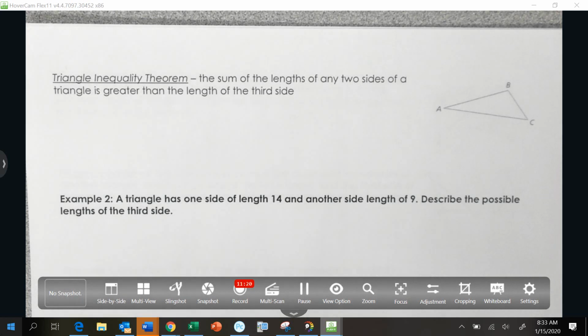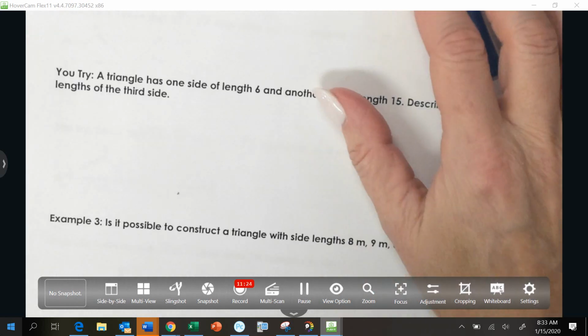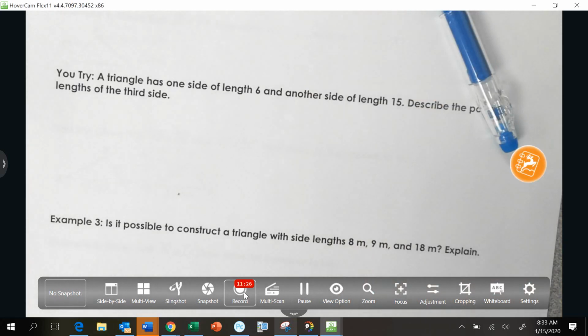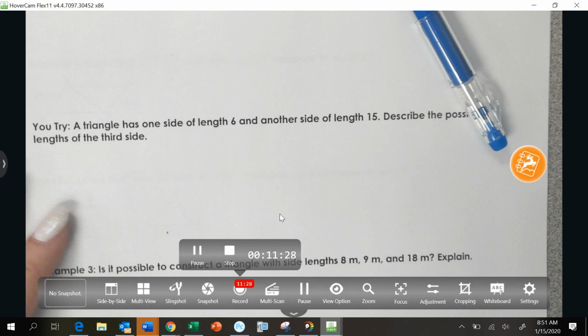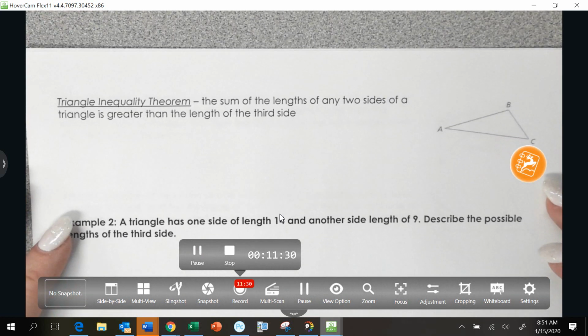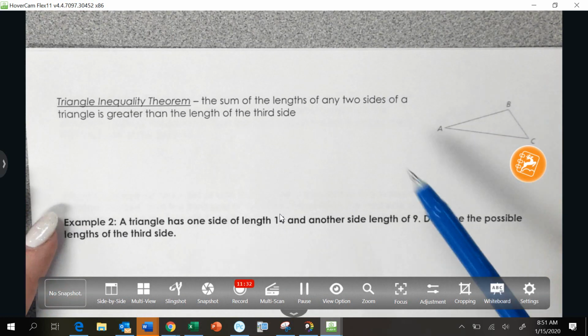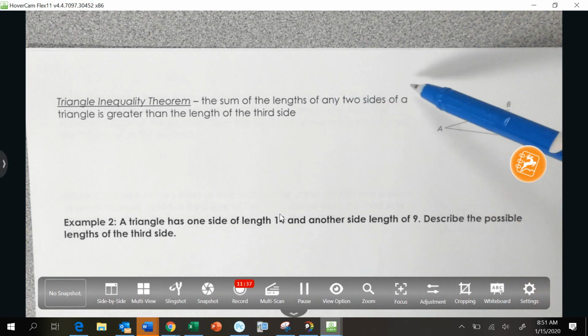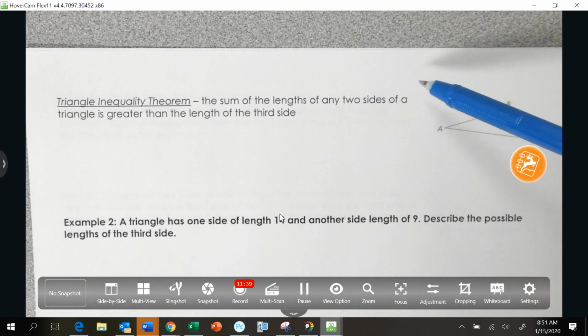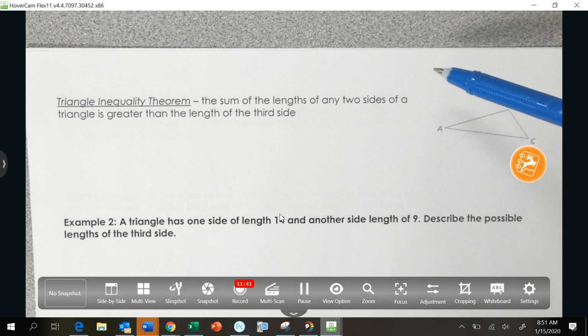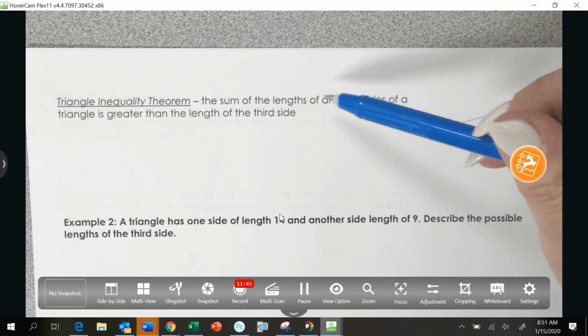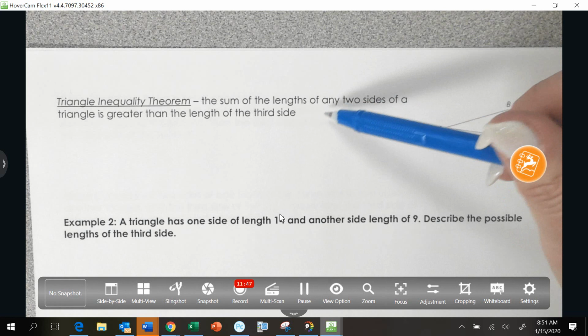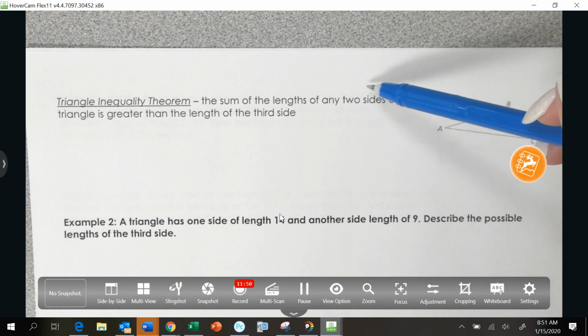All right, so I'm going to pause the video because I have to show you something and I can't really do it under here. So here is the triangle inequality theorem. The sum of the lengths of any two sides of a triangle is always greater than the length of the third side.